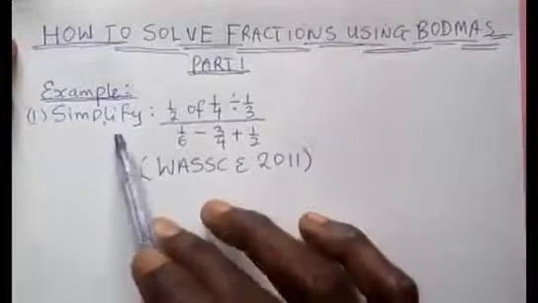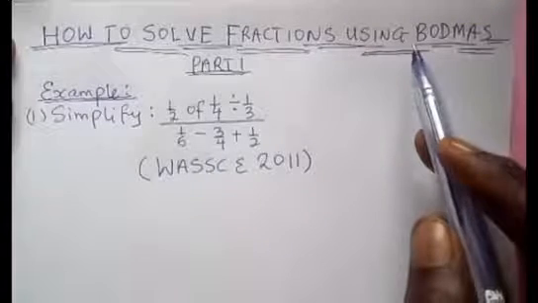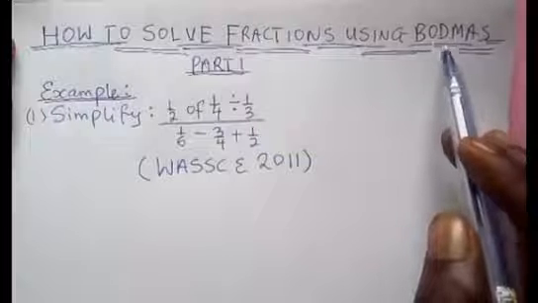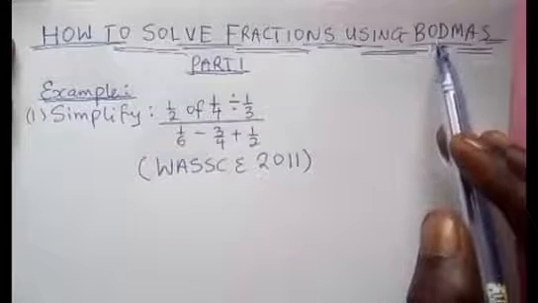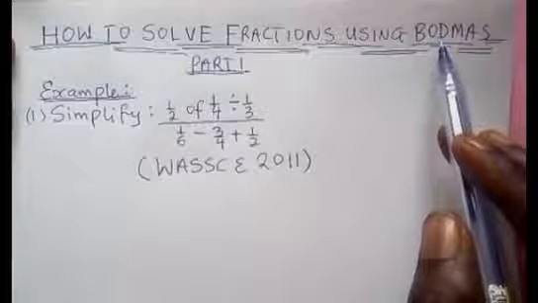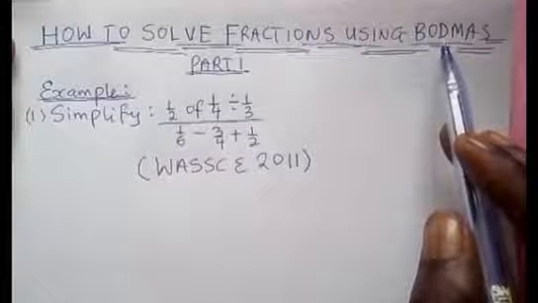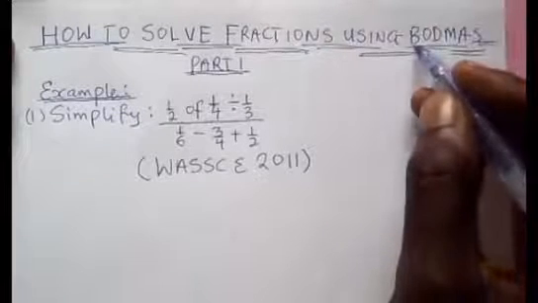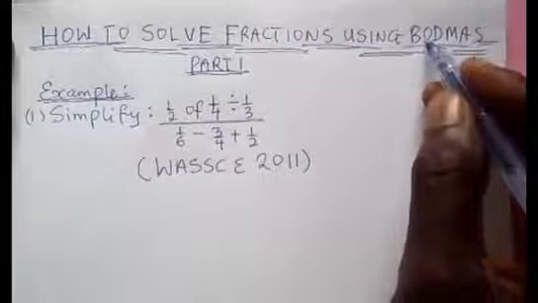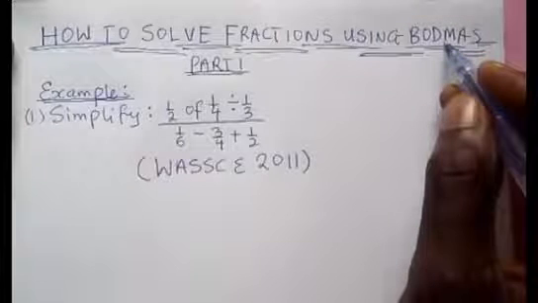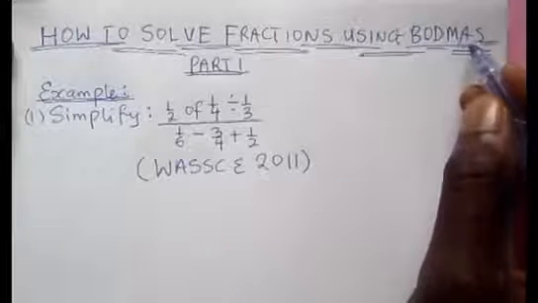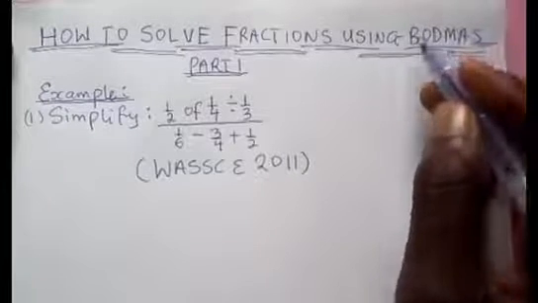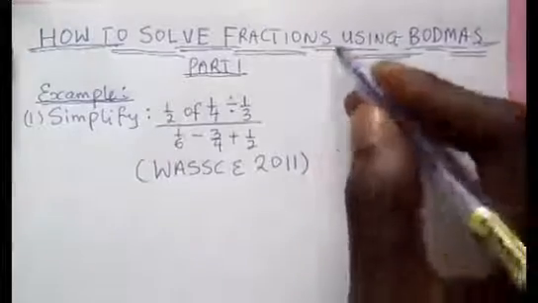Now, before we go into the question today, we have to talk about BODMAS. When we say BODMAS, this is a method that we use in solving fractions that tells us the order in which the operations shall be taken. So the B means bracket, the O means of, the D means division, the M means multiplication, the A means addition, and the S means subtraction. So I'm going to be showing you how to use BODMAS to simplify fractions.